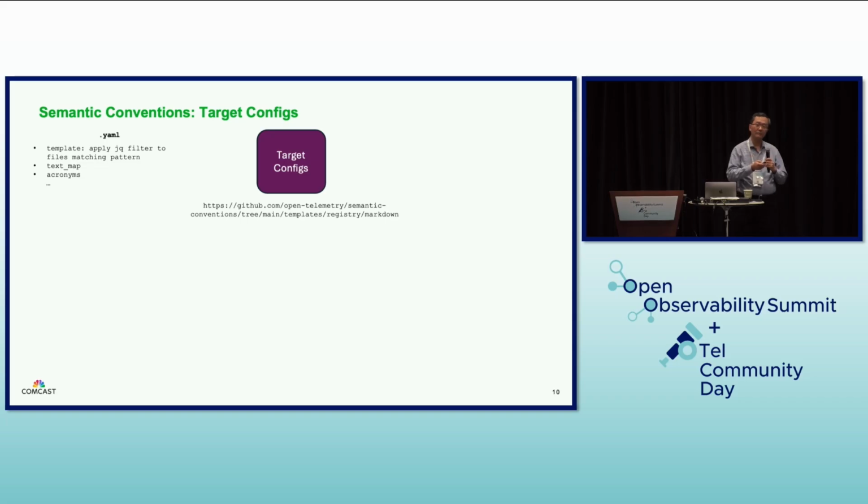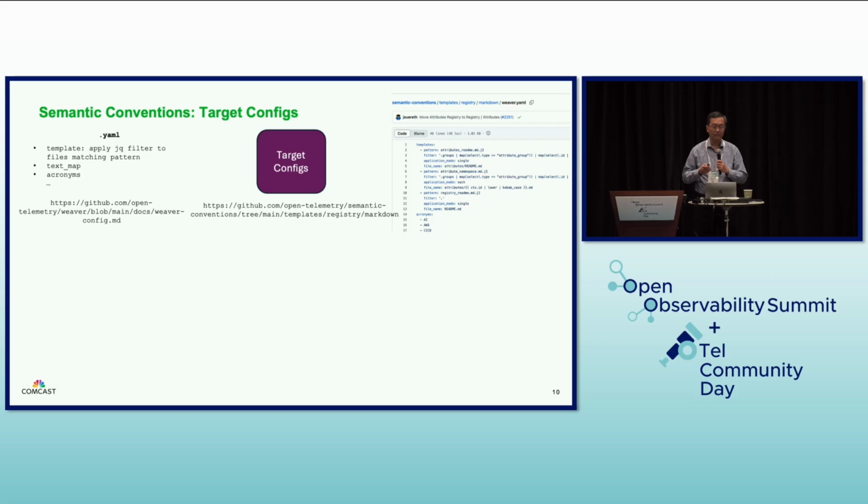Say the type system used in the semantic conventions may not correspond to the type system of the platform we want to use. So mapping is also supported. So there are a lot more options there. This URL is where we can find more information about the configuration. So this, for instance, is an example of the configuration file for Markdown.